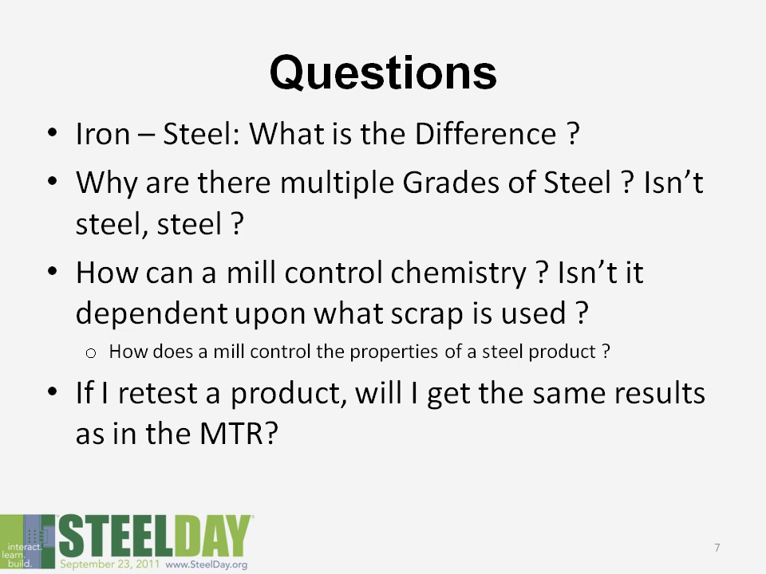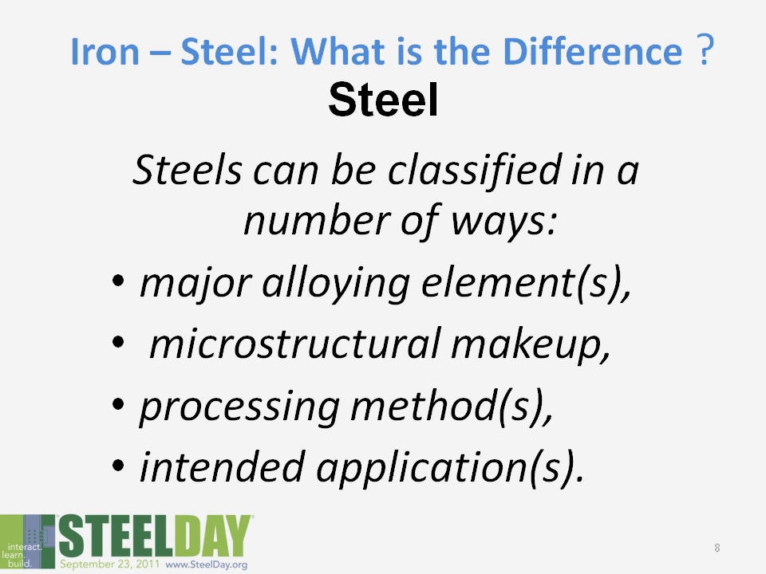Essentially, iron and steel, what's the difference? Why are there multiple grades of steel? How can a mill control chemistry? And if I retest a product I get from the mill, will I get the same results as I get on a mill test report? So let's begin with the first question.